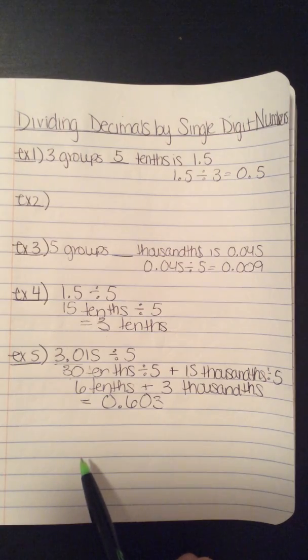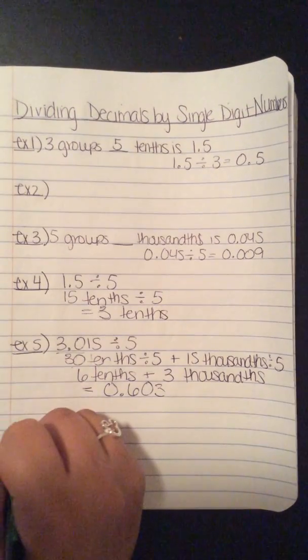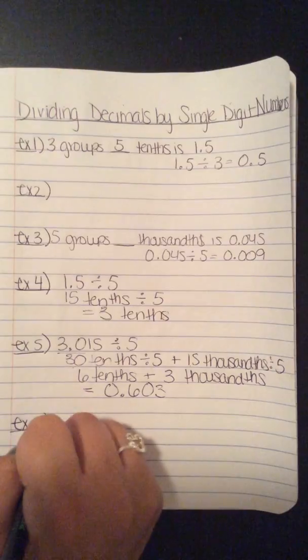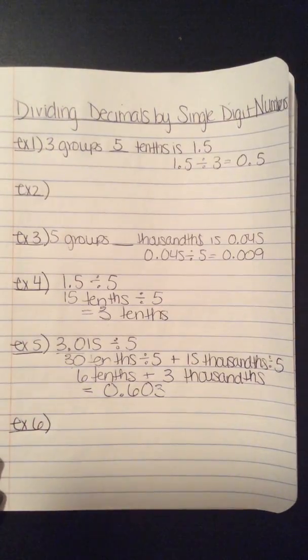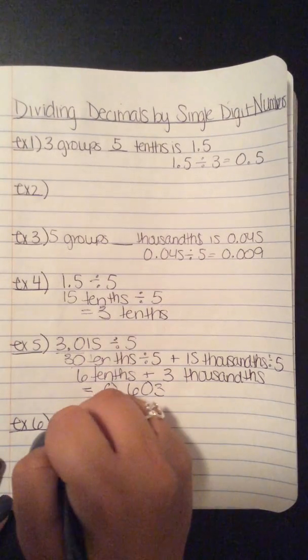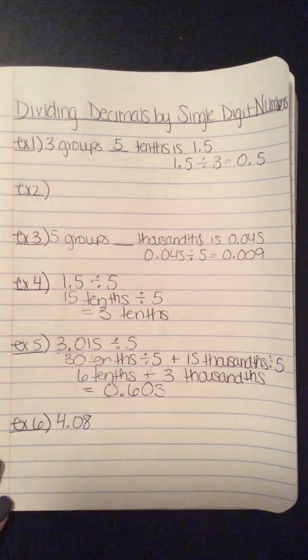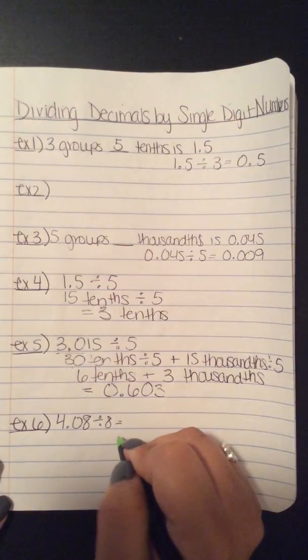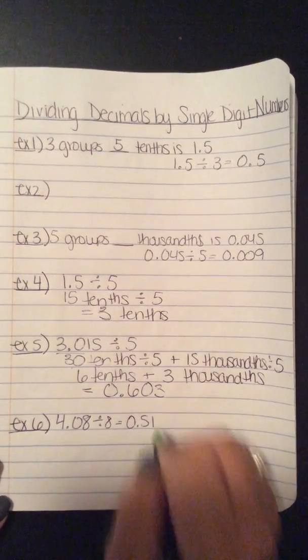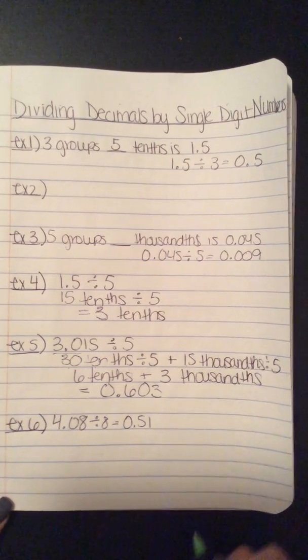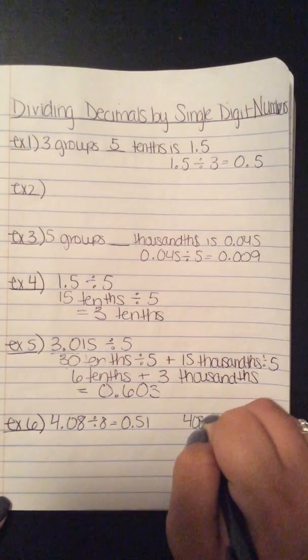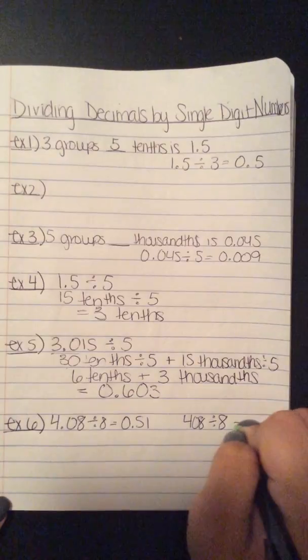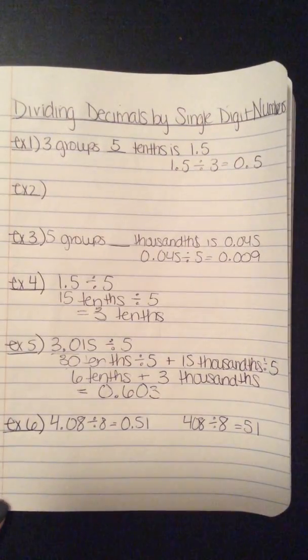And we're going to show that in example 6, where we're going to see this in one more different way today. So in example 6, we're going to compare 2 different ways of looking at a problem. So here we're going to compare the problem 4 8/100 divided by 8 is equal to 51/100. And then we're going to have 408 divided by 8 is equal to 51.